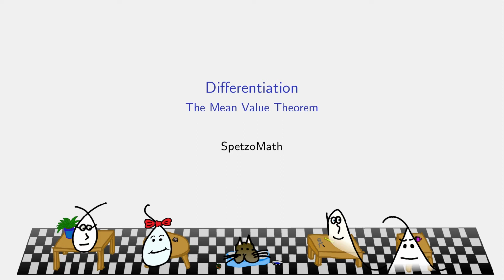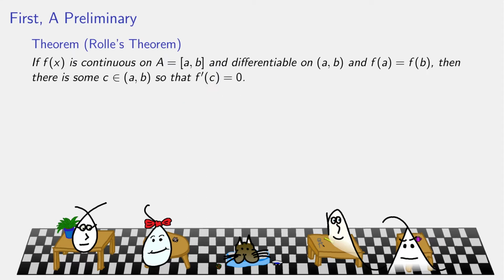Let's talk about the mean value theorem. So first, a preliminary result known as Rolle's theorem.